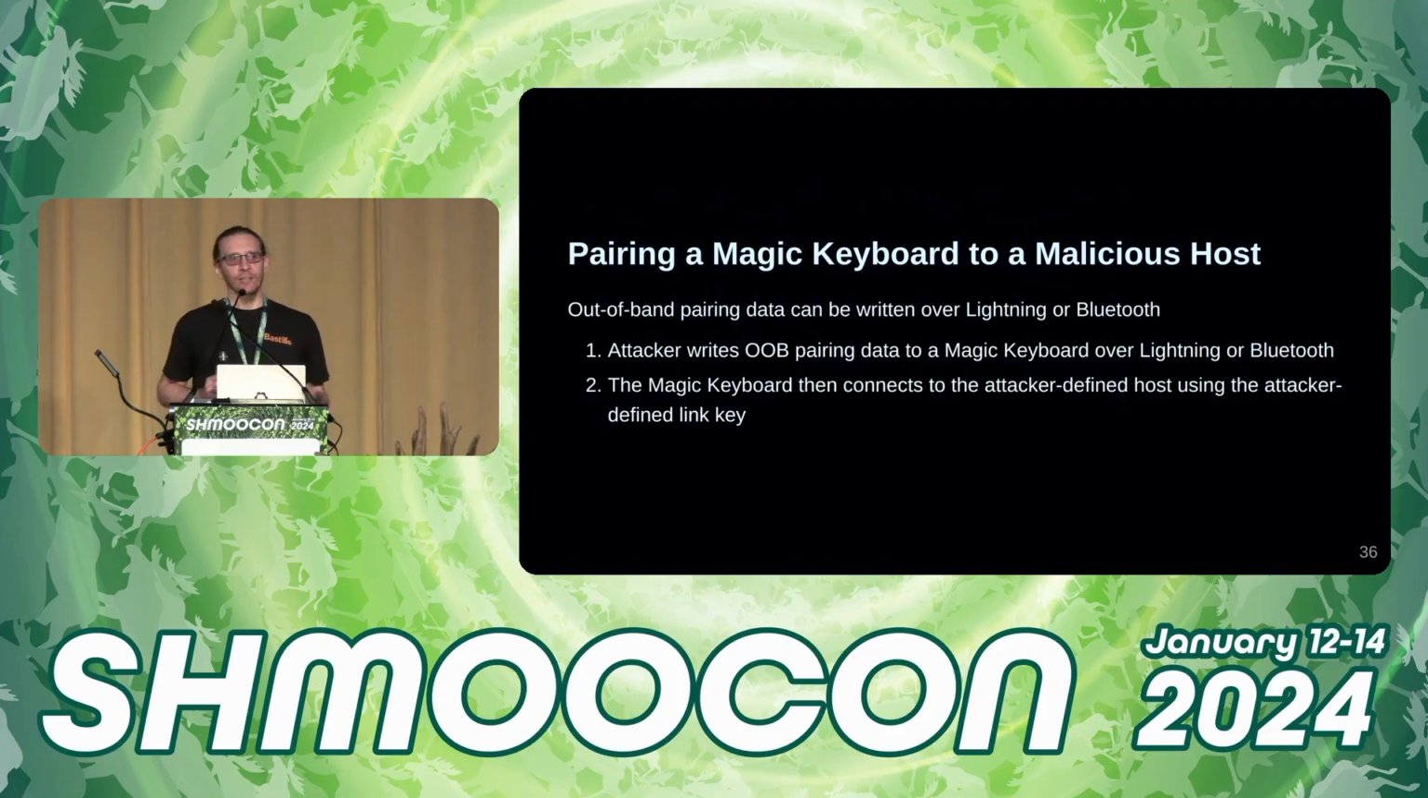And just as the Mac can write out-of-band pairing data to the keyboard, so can an attacker. So when somebody powers on their Magic Keyboard, an attacker can connect to that unauthenticated HID service, write new out-of-band pairing data, and cause that keyboard to connect to a machine of the attacker that the attacker has specifically configured. And so you can use this to then redirect somebody's Magic Keyboard to your computer and intercept what they're typing. And you can also do this over USB, or over Lightning port rather. So if you have physical access to a Magic Keyboard, you can plug into it, write a new set of out-of-band pairing data to it, and have that keyboard connect to the device that you control.